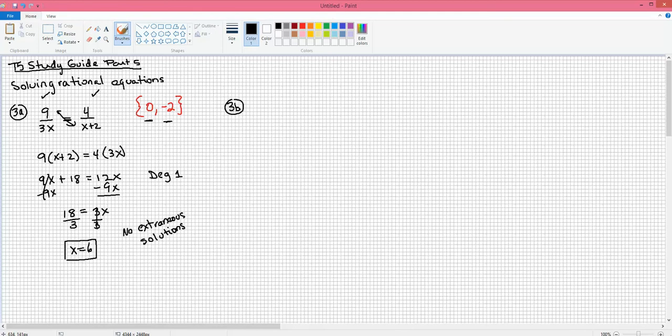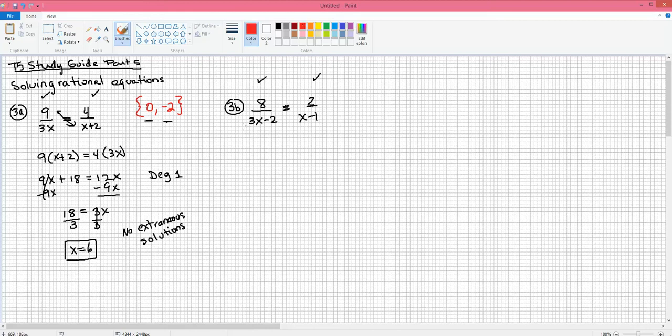Alright, 3b, 8 over 3x minus 2 equals 2 over x minus 1. Alright, so you check that you have one term on the right, one term on the left. We do. Since there's an equal sign, we can cross multiply.